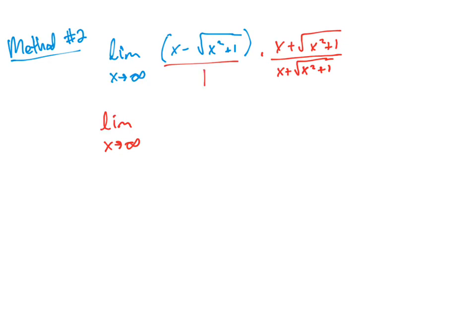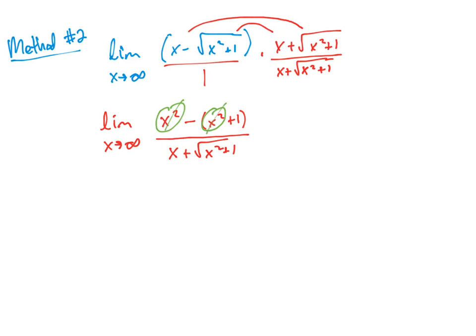When we multiply the numerators together, I'm going to get x squared. The middle terms are going to cancel, and then for the last terms I just get minus whatever the common radicand is, so x squared plus 1. And then in the denominator, we're left with x plus the square root of x squared plus 1. In the numerator, this is going to cancel with this.